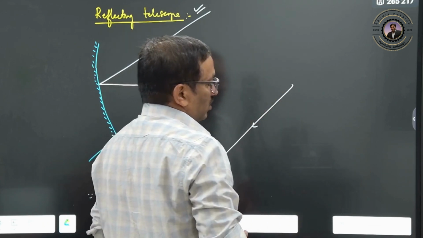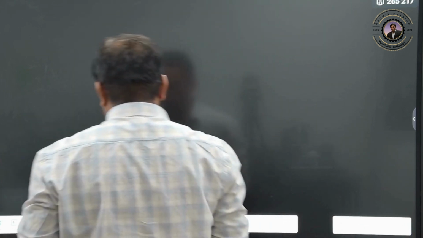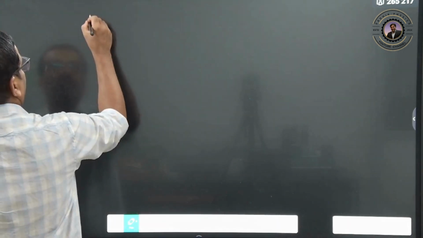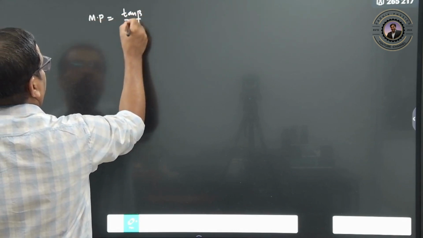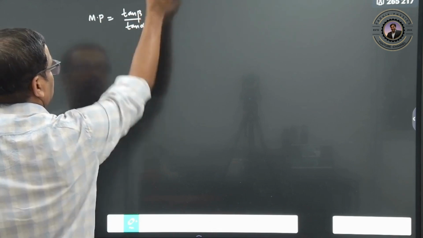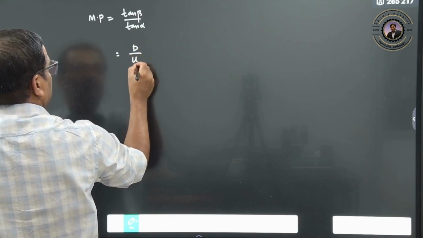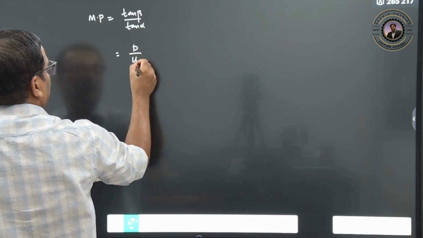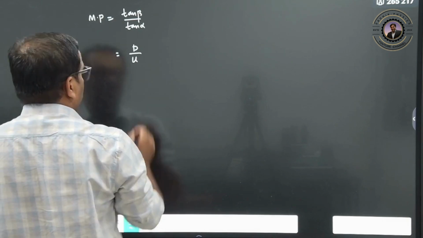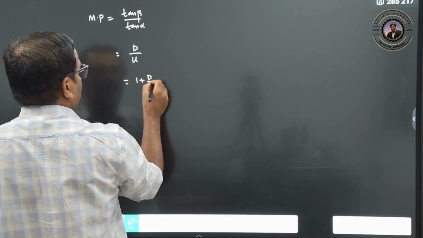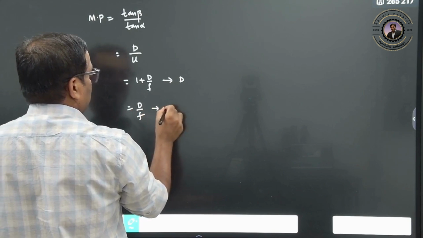Let's recollect all the formulas one more time, for those who did not watch. Magnifying power can be written as tan beta by tan alpha. For a simple microscope, it is d by u minimum. If the image is at d, it is 1 plus d by f. If the image is at infinity, it is d by f.